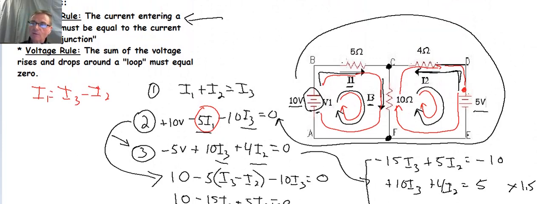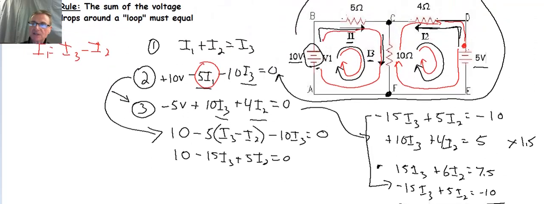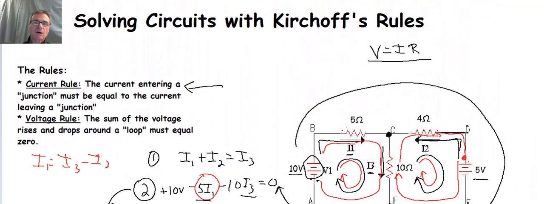So I hope that helps. Let me move this back down here so you can see these values again. So this is how we solve a Kirchhoff's voltage rules and current rules problem.